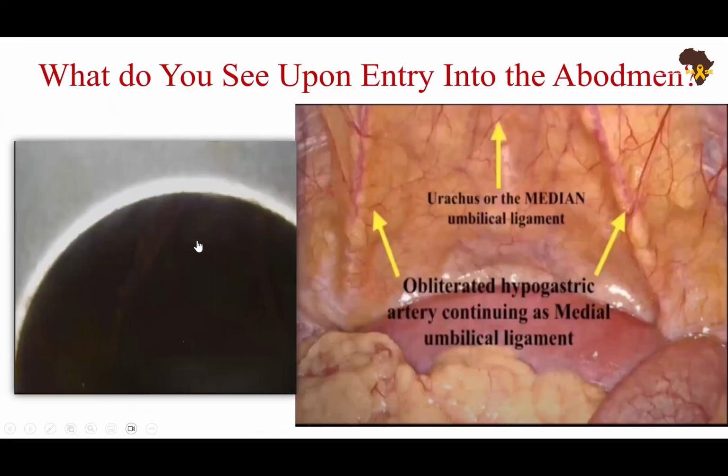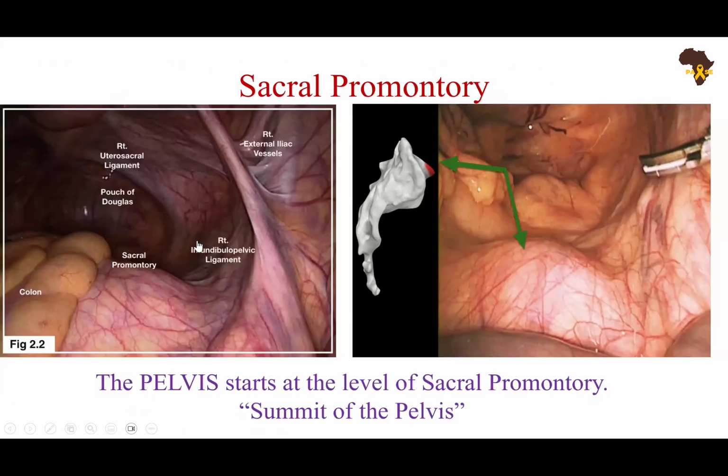What do you see on entry? We've just discussed. You will see these 3 structures. And now, moving on further, we have done the anterior abdominal wall. Now let's look at the posterior wall.